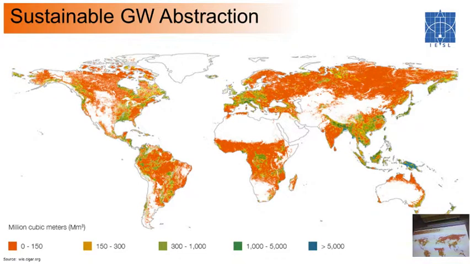This is a map of the sustainable groundwater abstraction. Considering the water flow required to sustain the ecosystem, and also considering the annual recharge, scientists have estimated the amount of groundwater that can be abstracted without any detrimental effect whatsoever. As you can see here, most of the countries in the world, including Sri Lanka, can only abstract about 150 million cubic meters of groundwater per annum. So that is probably good enough, depending on the usage or the demand.